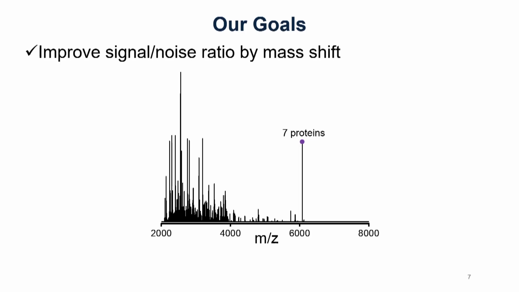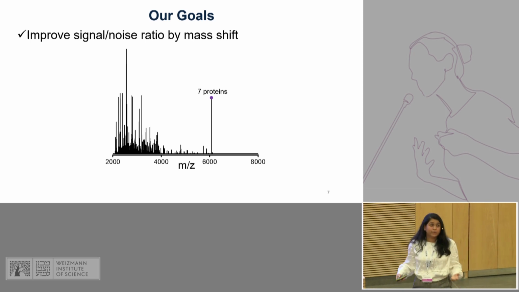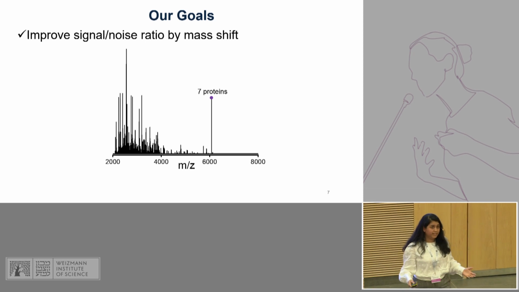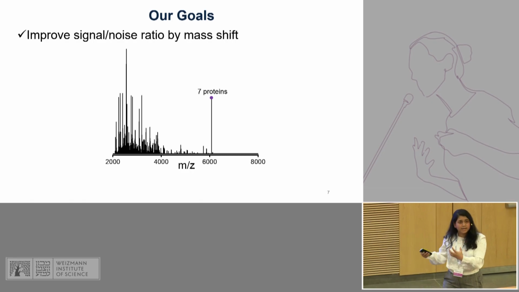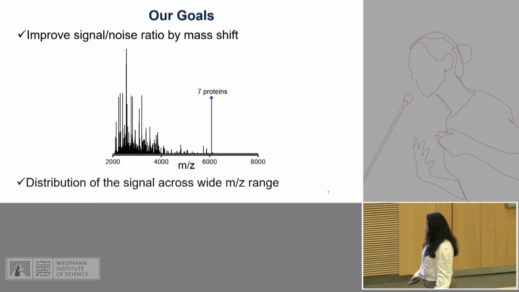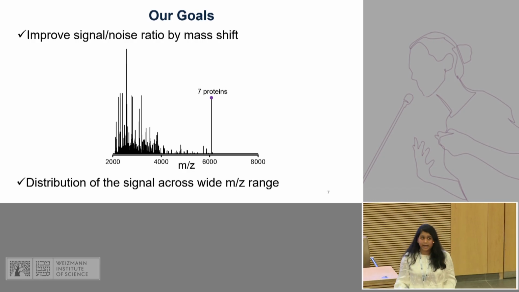Also, here, this m/z range up to 4,000 is very crowded because most of the signals from other proteins lie in this region. So this is masking our target protein signals. This way we compromised our method's advantage. That's why we want to increase their mass and shift it out from the crowded region. Also, we can see the distribution of the signal across a wide m/z.